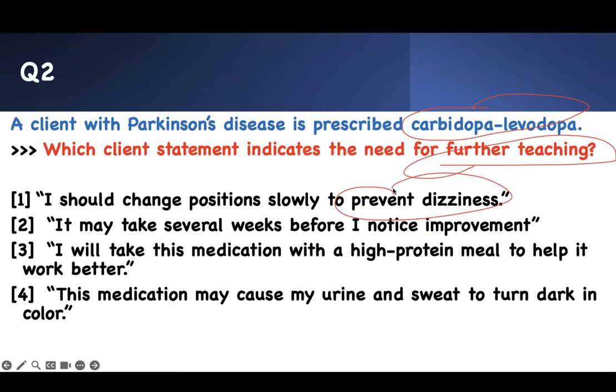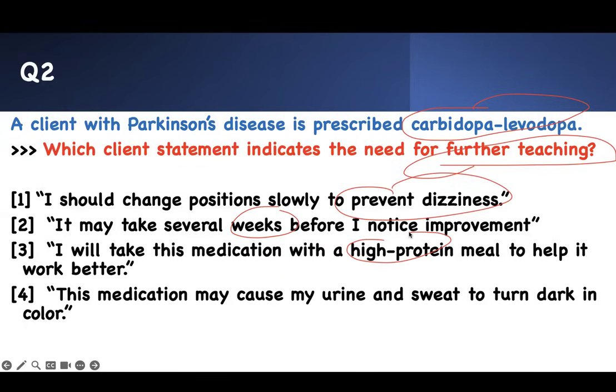It may take time to work. Therefore, I may expect several weeks before I notice improvement. It's a good thing. There's no need for further teaching. I will take this medication with high protein. I hate protein. You should not take protein with this medication. A low protein diet is reasonable. The medication causes nausea, so it's better to have something in your stomach, but low protein as much as possible.